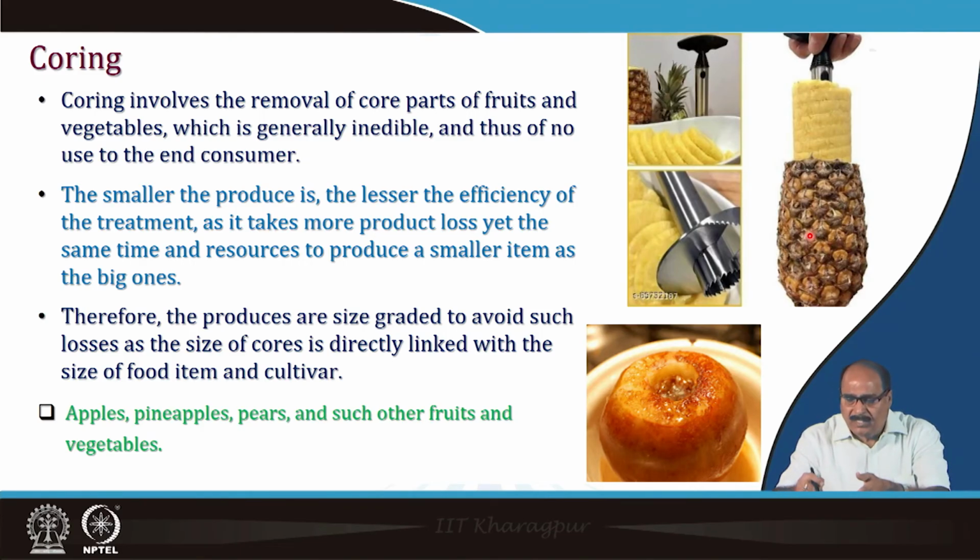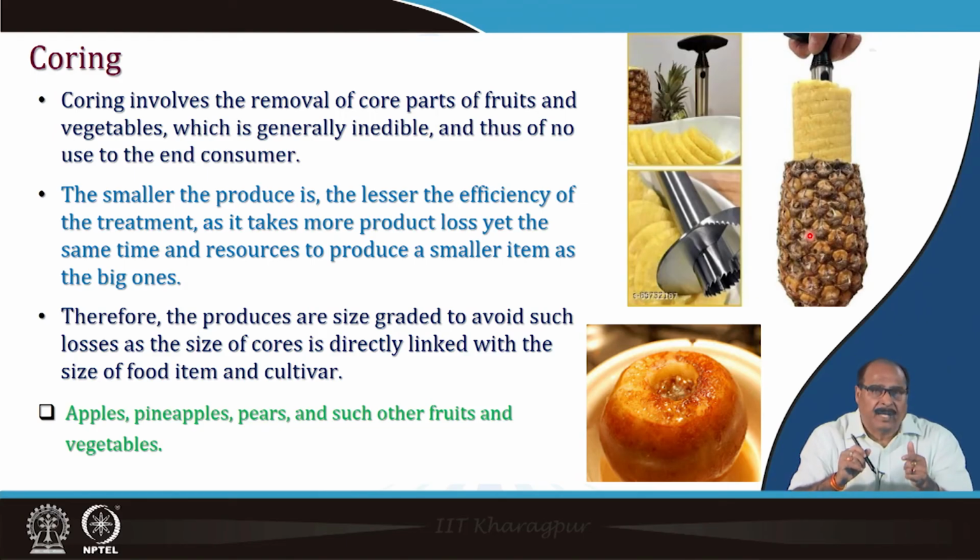So there is a coring machine, some sort of puncher, that punches into the material and this whole core is removed. Okay. So the coring involves the removal of the core parts. The smaller the produce is, the lesser the efficiency of the treatment, as there is more product loss to produce a similar smaller item as the big ones. Therefore, the produce is size graded to avoid such losses. It is directly linked with the size of the food item and cultivar.